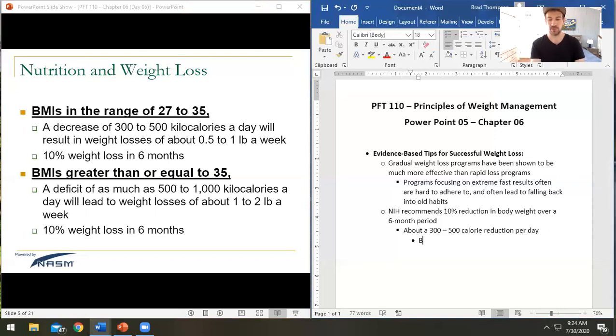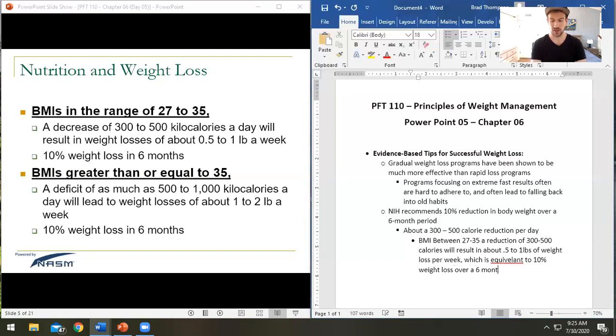So we are going to see clients about 300 to 500 calorie reduction per day. If your BMI is between 27 to 35, a reduction of 300 to 500 calories will result in about 0.5 to 1 pounds of weight loss per week, which is equivalent to 10% weight loss over a 6-month period.